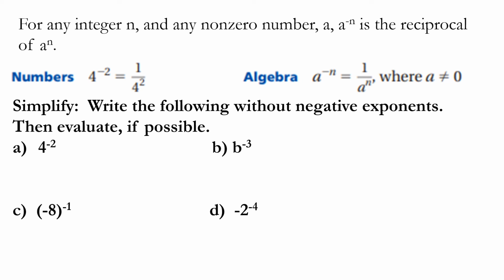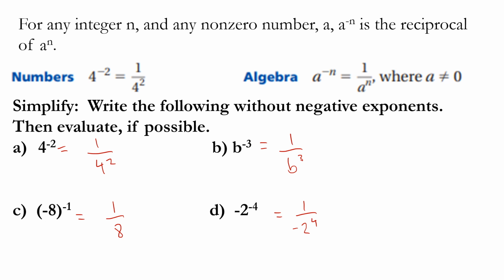So if I were to simplify these without negative exponents, 4 to the -2nd, well, that's 1 over 4 to the 2nd. The same as how 10 to the -2 was 1 over 10 squared, which is 1 over 100. b to the -3 is 1 over b to the 3rd. 8 to the -1 is 1 over 8 to the 1st, which is 1 over 8. And -2 to the -4th is 1 over -2 to the fourth.